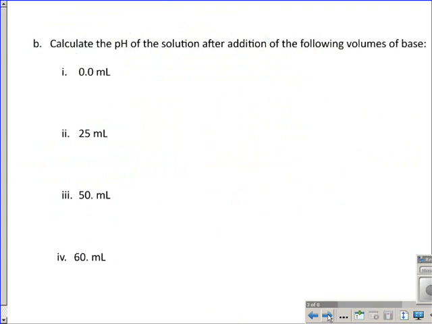Now in part B, it asked me to calculate the pH at different spots along the way. Now, I just found out my equivalence point volume is going to be 50.0. So, I know right away, at 50.0 milliliters, I'm at the equivalence point of a strong titration. Well, in a strong titration, at the equivalence point, my H plus and OH minus are equal to each other. That means that's got to be pH 7. I know that without any math whatsoever.